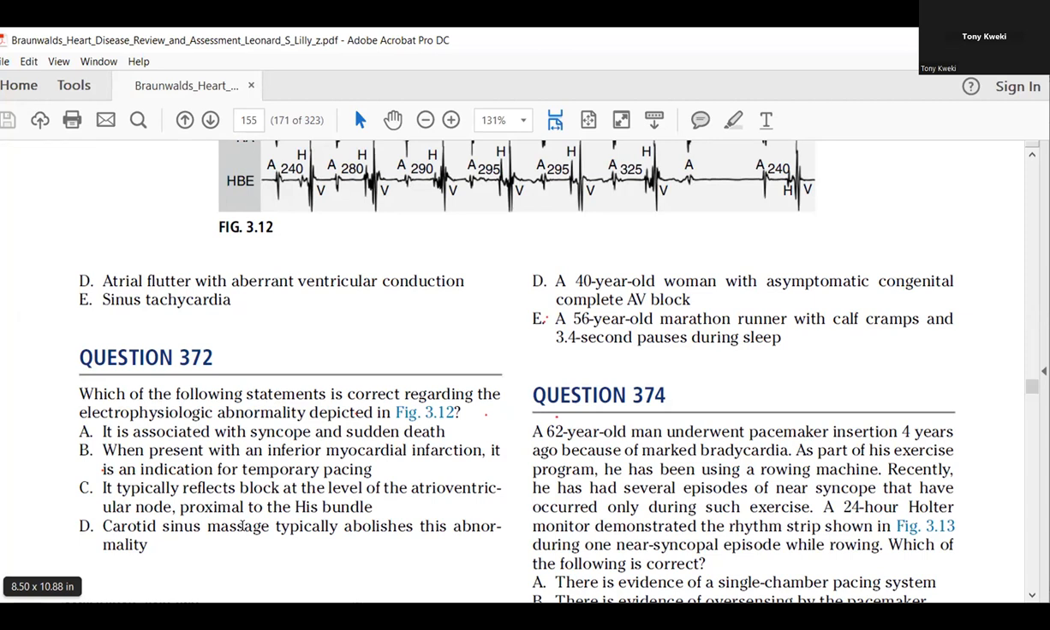Three says it typically reflects block at the level of the AV node proximal to the bundle of His. Of course, that's the same thing. That's very true. And then, carotid sinus massage typically abolishes this abnormality. No, with carotid sinus massage, we expect that the abnormality should be enhanced. It accentuates the second degree type 1 AV block.